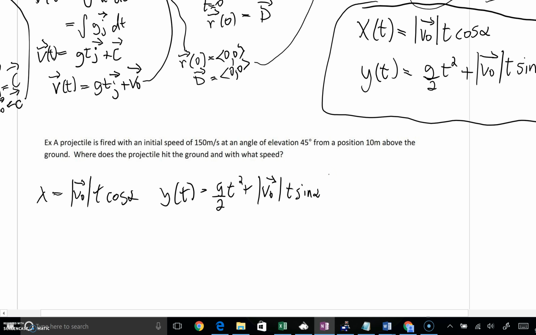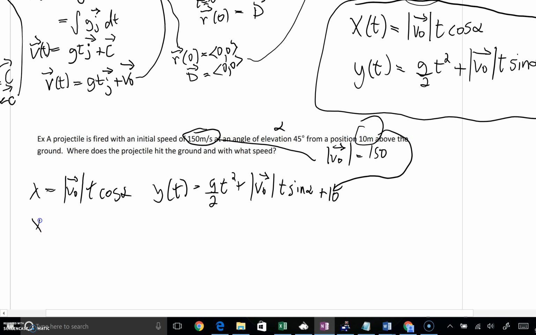It says a projectile is fired with an initial speed. Guys, that speed is the length of the initial velocity vector. Wow, we've got that already. Angle of elevation, that's alpha. Position of 10, that's your initial starting y value. Tell you what, we're going to just real quickly add in a 10 right in here. Obviously, if we plug in a 0 for our t, we want to be at 10.